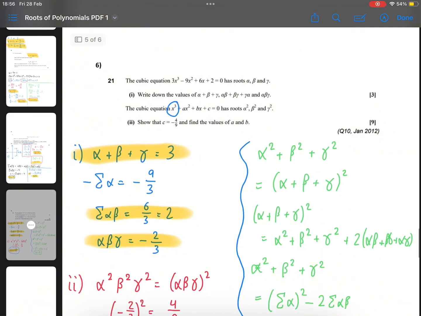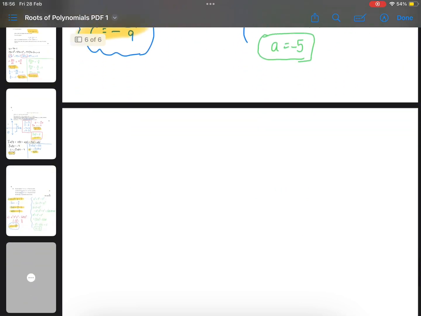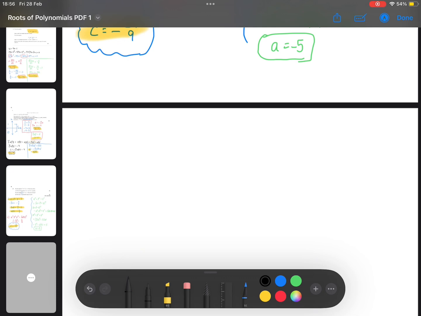And for the next one, we just need to find B, which is the hardest one, but it's still alright as long as you're careful not to miss out any terms. So what we're looking for is alpha squared beta squared plus alpha squared gamma squared plus beta squared gamma squared. That's what we're interested in finding, because that is the sum of the product pairs of the new equation.